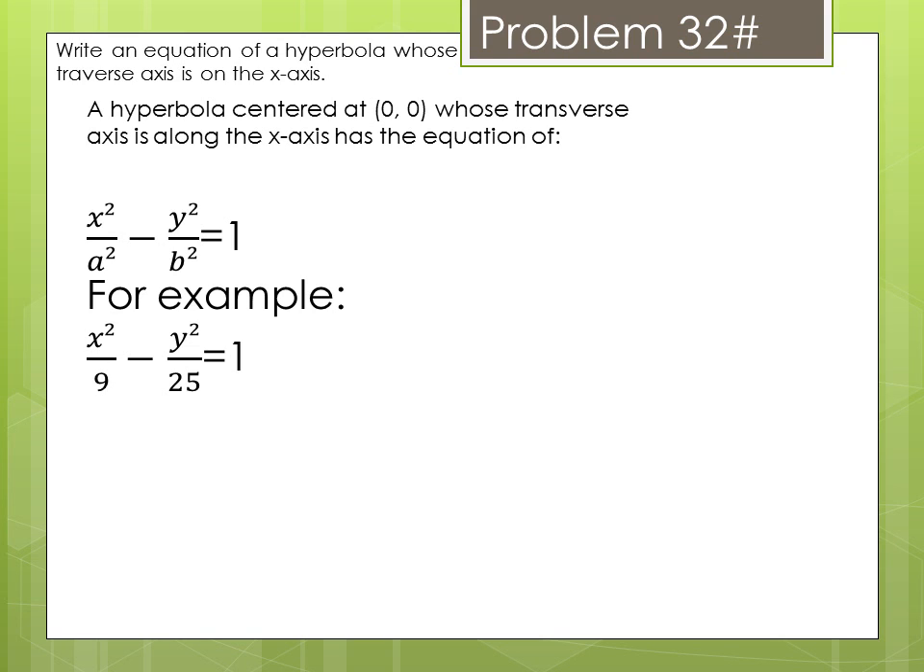And now we have to write an equation of a hyperbola whose transverse axis is on the x-axis. If the center is going to be at (0, 0), our equation is going to look something like x squared over a squared minus y squared over b squared is equal to 1. Then we can just insert practically anything in there, like I did above.